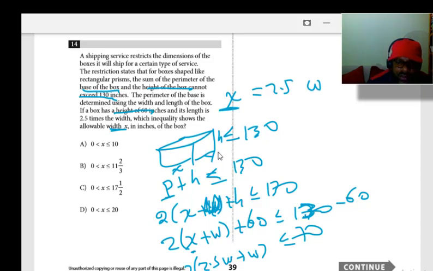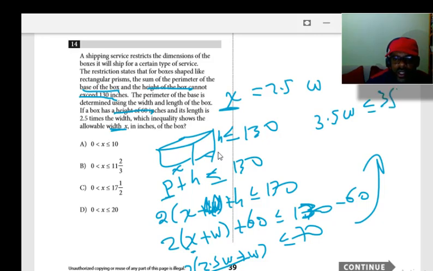If you divide both sides by 2, what happens here? 3.5 w is the same as 35. So just divide both sides by 3.5. W should be less than 10. Since W, or length, is a distance, it can never be negative, so it should be between 0 and 10, which is A.